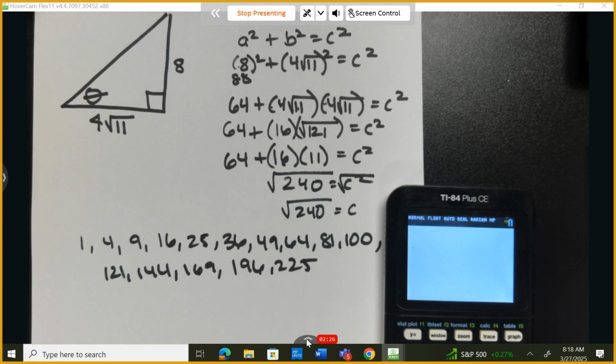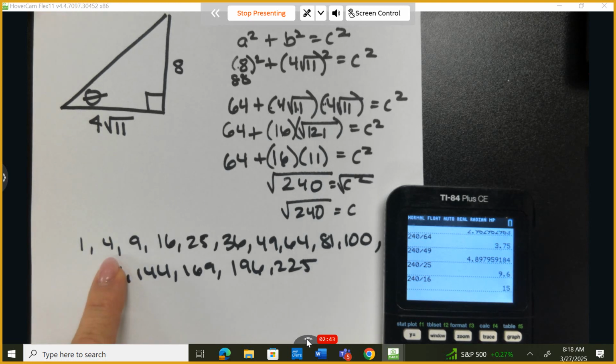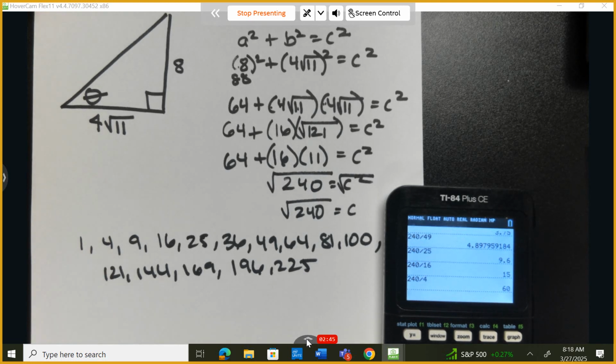I know 240 divided by 100 doesn't work. Divided by 81, 240 divided by 64. Oh, I'm getting closer. Divided by 49, 240 divided by 25, 240 divided by 16. Oh, there we go. Does everybody see that? 240 divided by 16. Now, here's a mistake you could have made. If you started from the bottom, notice how 240 divided by 4 also works. You're like, well, why couldn't I have used 4 instead of 16?